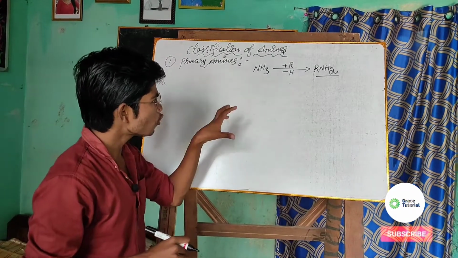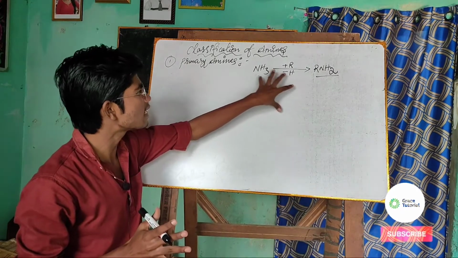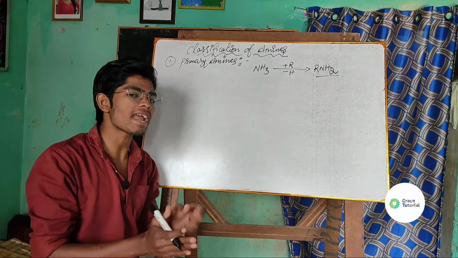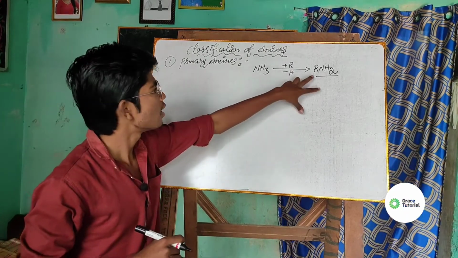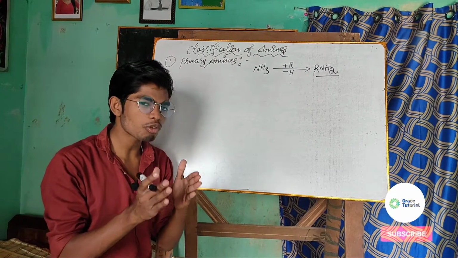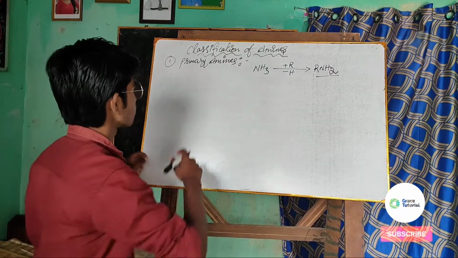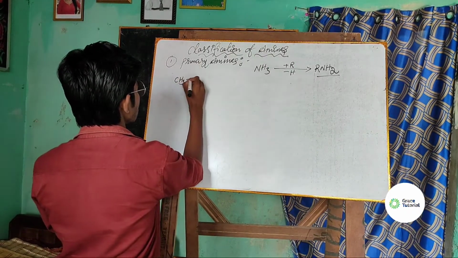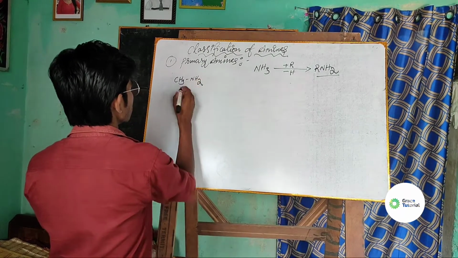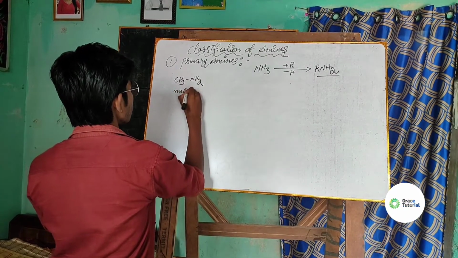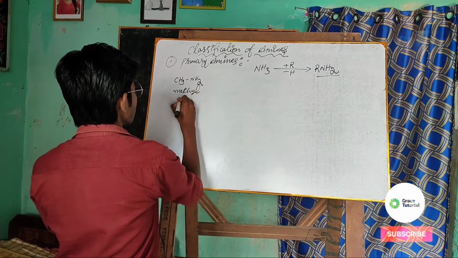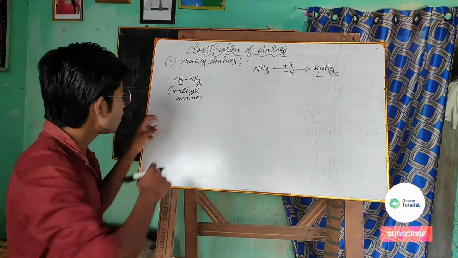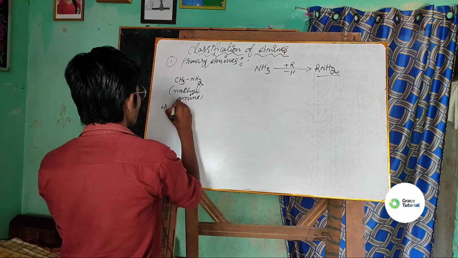That means, first of all, it is very clear that the amines are the derivatives of ammonia. But if one hydrogen atom of the ammonia is replaced by one alkyl group, then that is called a primary amine. So let me give you some examples of the primary amines. Suppose I have CH3NH2. The name of this compound is methylamine, or we can say methanamine.